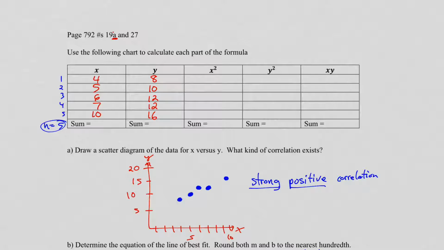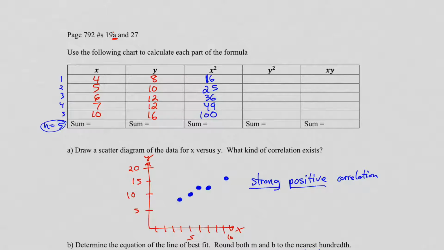So let's just go down the line. 4 squared, 16. 5 squared is 25. 6 squared is 36. 7 squared is 49. 10 squared is 100.